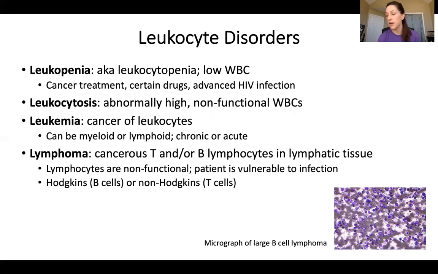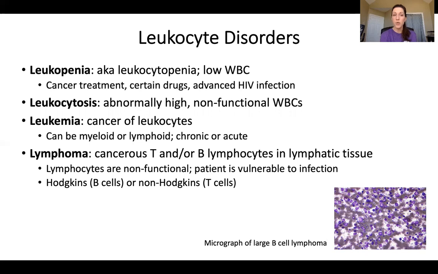And the definitions are in the outline for you, but we can just run through them quickly here. Leukopenia, sometimes also referred to as leukocytopenia, means the same thing. It just means you have too low of a white blood cell count. Sometimes cancer treatments can do this. These are rapidly dividing cells. So anytime that you have something that is targeting rapidly dividing cells, like chemotherapy, you're also going to see decreases in these types of cells. So that's a possibility. Certain other types of drugs and advanced HIV infection or AIDS, you can also see, of course, a decrease in white blood cell numbers. So the term for that is leukopenia or leukocytopenia.